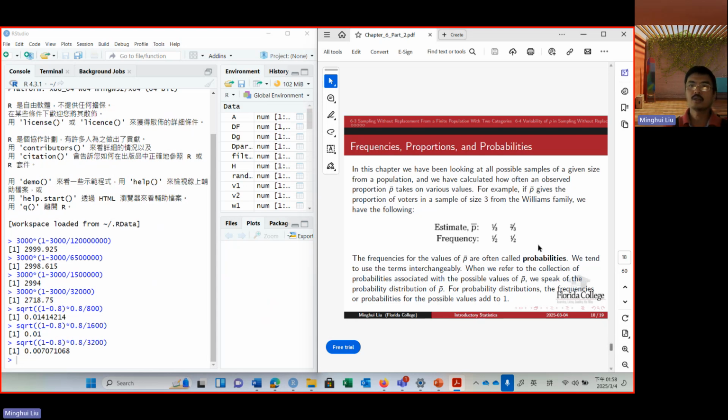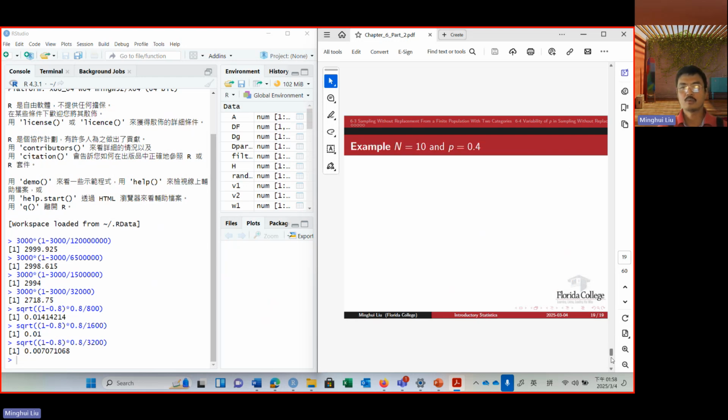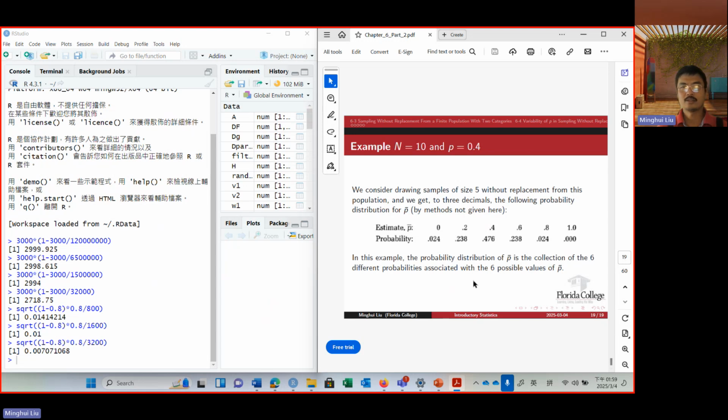Here, let's take a look at the sample size 3 from the Williams family, where p-bar is the observed proportion. Half of the time p-bar is equal to 1/3, when we choose 1 voter and 2 non-voters, and the other half of the time it is equal to 2/3. These p-bar values are called probabilities or frequencies. We use these terms interchangeably. One thing we would like to mention is that the sum of all the different probabilities for the same problem will always be equal to 1. If you add up the frequencies, or probabilities, of all the possible outcomes, you should always get 1.